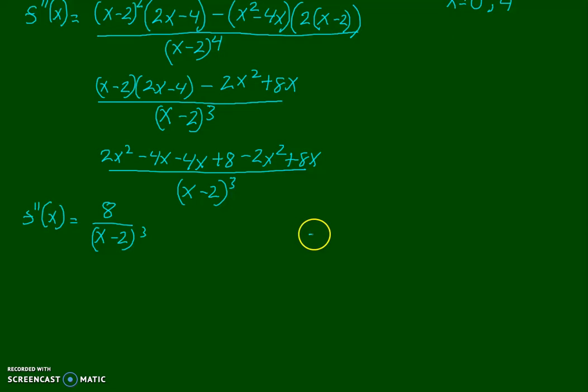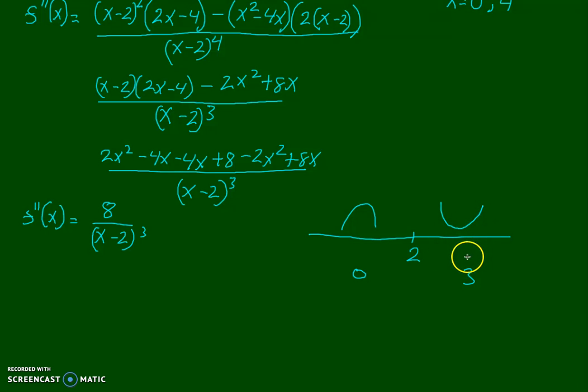So let's go ahead and draw a line here. Our asymptote will be here at 2, and so we're going to evaluate the second derivative at 0 and 3 to see what the concavity is on those intervals. And so when we evaluate our second derivative at 0, we see that it's negative, so we're concave down from negative infinity to 2, and at 3 it's positive, so we're concave up from 2 to infinity.